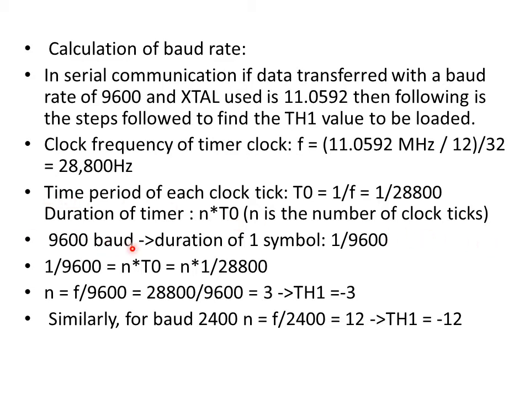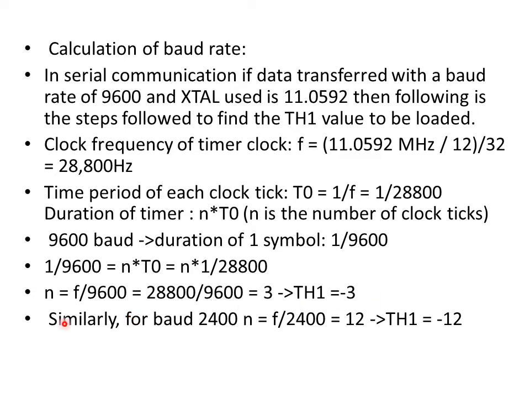So 9600 baud will give duration of 1 symbol, so 1 divided by 9600. So n into T0 is equal to n into 1 by 28800. So n is equal to 28800 divided by 9600. So we will get the value of 3. If we take TH1 is equal to minus 3, after doing 2s complement, we will get the value. Then it will be converted into hex.